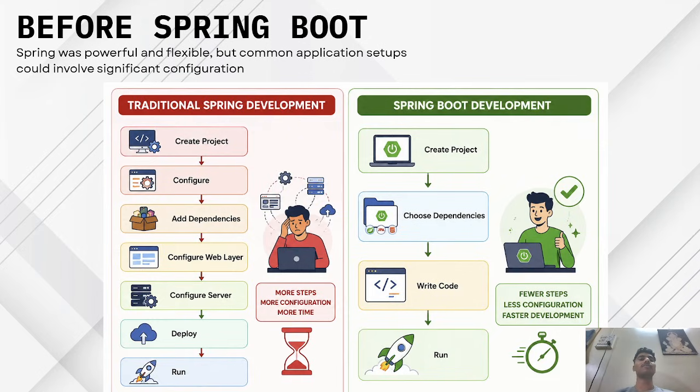Moving on forward, we have a scenario of before Spring Boot. What would happen now that we have Spring Boot, and what would happen before it? We have traditional Spring development. Here you can see there is create project, configure, add dependencies, and then configure the web layer. Then we have to run it. And in Spring Boot we have to create the project, then choose the dependencies, then write the code and then run. So basically, as you can see, in Spring Boot there is less configuration as well as faster development.